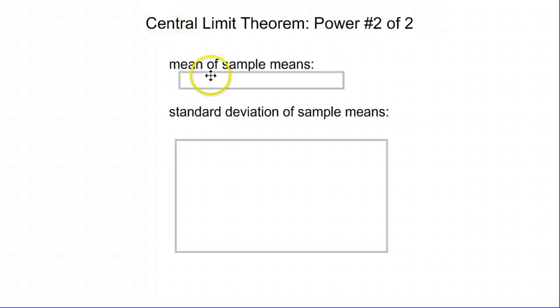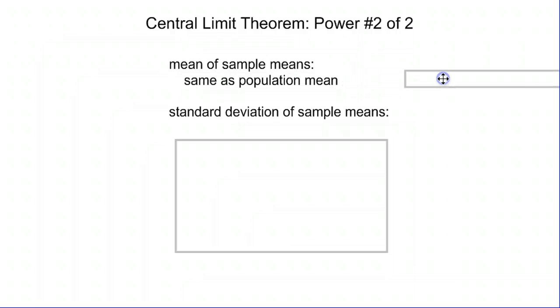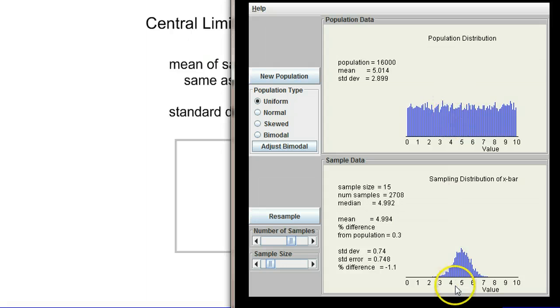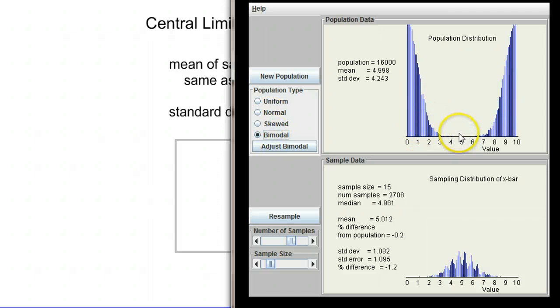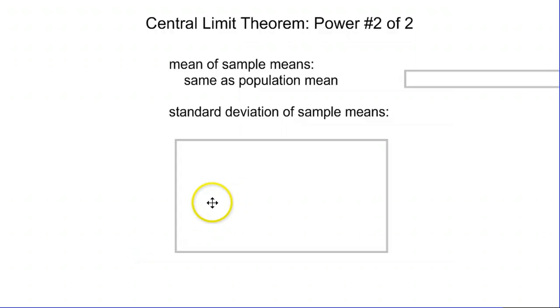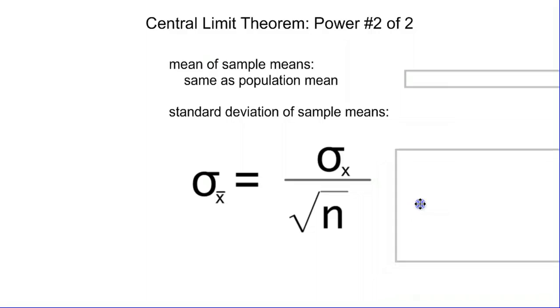The second power of the central limit theorem talks about the mean and standard deviation. Now the mean doesn't change. In all the graphs in our simulations, you can see that the middle was 5 up here, it's 5 down here. Even with the bimodal, the middle is 5 here, it's 5 down here. Not going to change. But the standard deviation gets smaller, and it gets smaller in a predictable way.